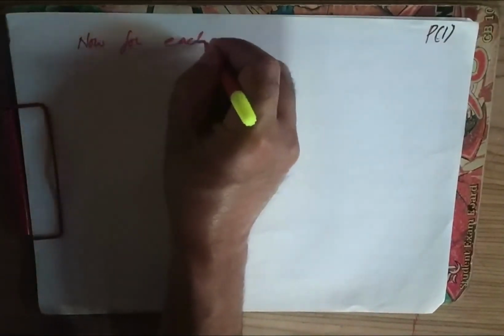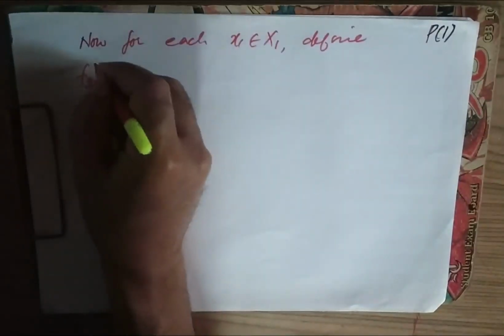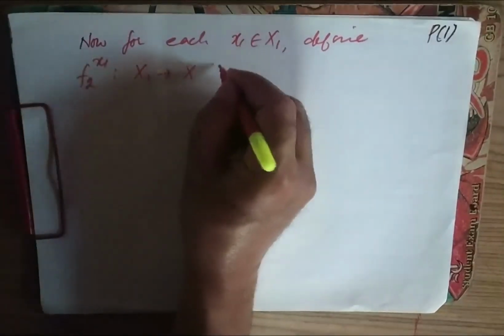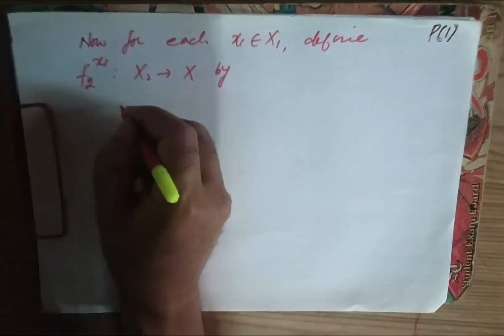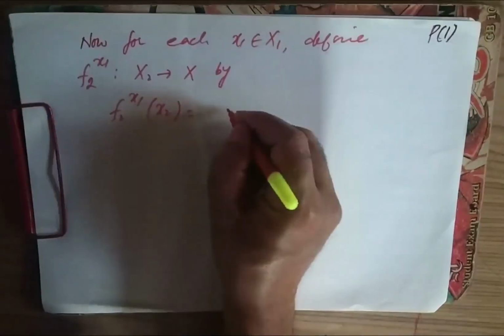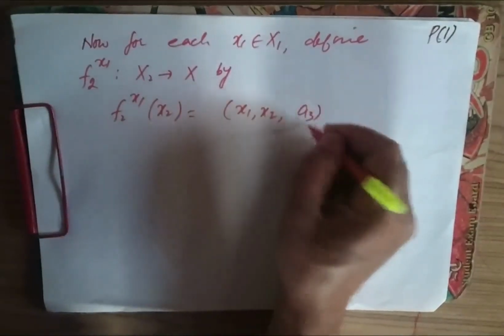Now we define f2 from x2 to x. Okay, now for each x1 belonging to X1, define f2 x1 from x2 to x by f2 x1 of x2 is equal to (x1, x2, a3).